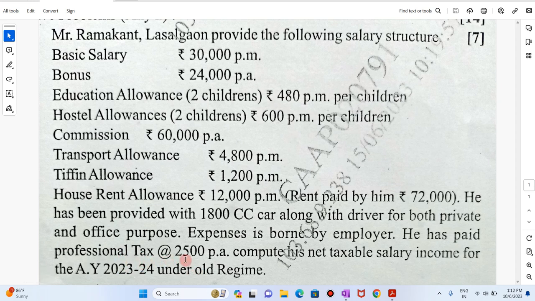Next, he has paid professional tax at rupees 2,500 per annum. Now we have to compute his net taxable salary income for the assessment year 2023-2024 under old regime. So under the old regime, we are going to compute the income from salary of Mr. Ramakant. So this is the question. Now let's move to the solution.